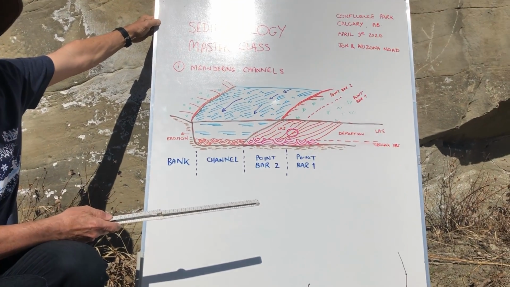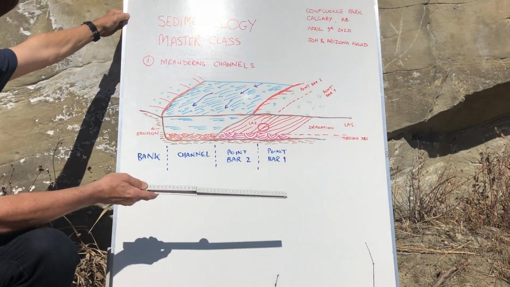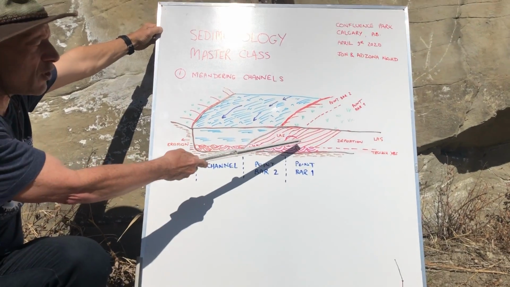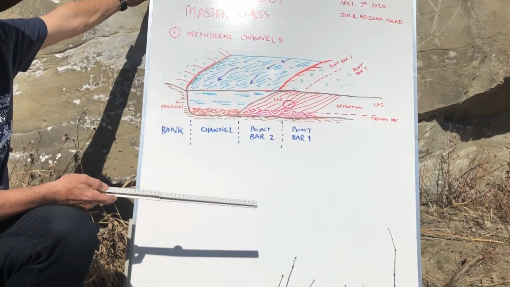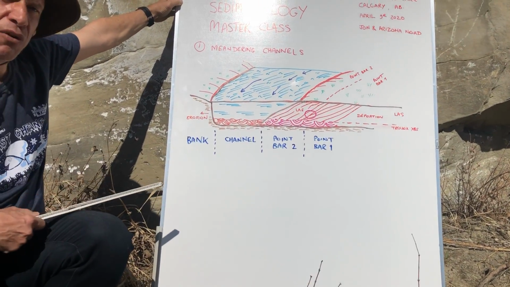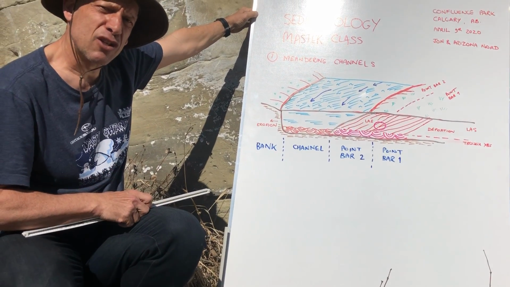And what I've done here is to draw you two different point bars. So this first point bar was formed, and then the river cut through this first point bar, and then the second point bar started being deposited as well. So let's have a look and see what these deposits look like in outcrop.